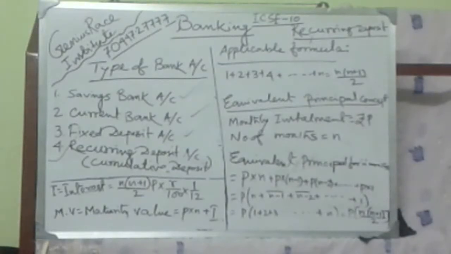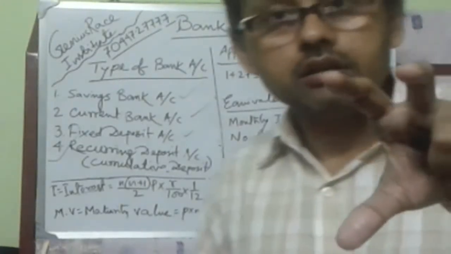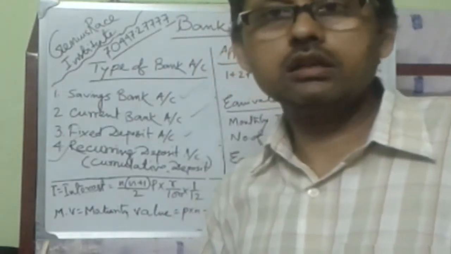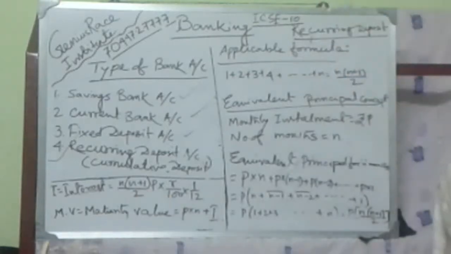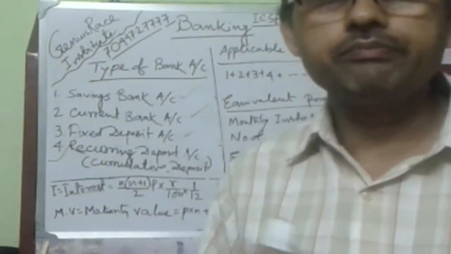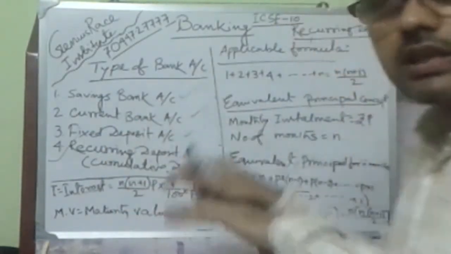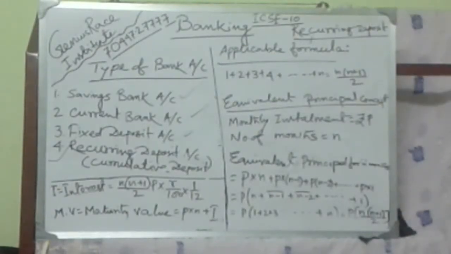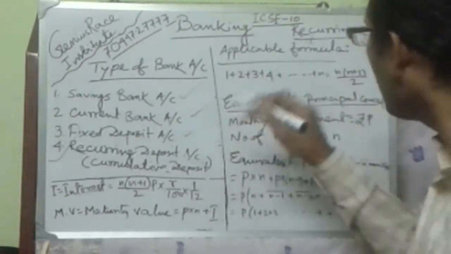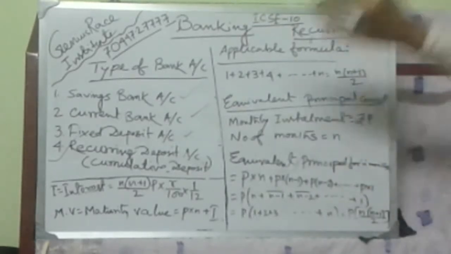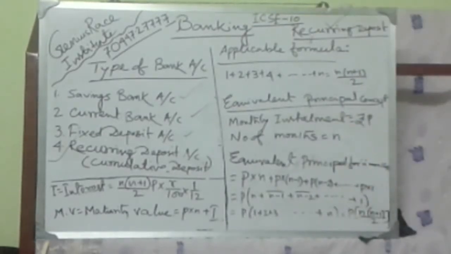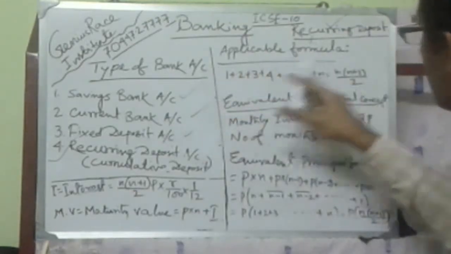Now the thing is what interest formula the bank is going to use to calculate the maturity value. All these things we are going to discuss in this session. Before we start the whole calculation regarding this recurring deposit, there is a very important formula which we are going to apply in this chapter.